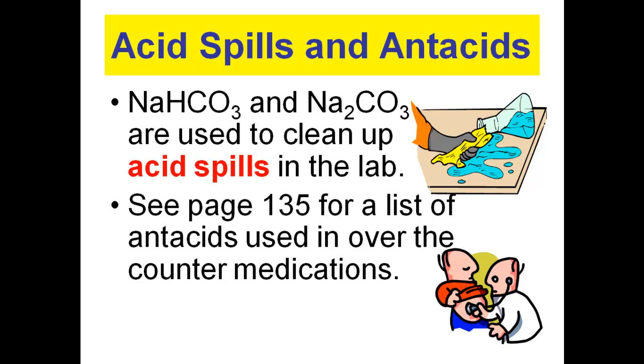And if you'd like to see a list of antacids, you can look on page 135 in your book. Antacids are medications that you can buy at any drugstore to help with heartburn or indigestion. And heartburn and indigestion occur because you have a buildup of stomach acid in your stomach. And an antacid is a base. So when you take it, that base will interact with that stomach acid and bring the stomach acid down.